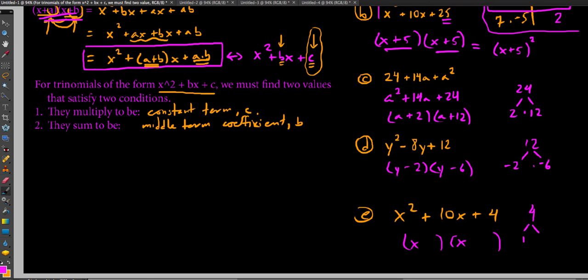It doesn't matter what I think of: 1 and 4, negative 1 and negative 4, positive 2 and positive 2, negative 2 and negative 2. This is never going to work. And so what we would write here is just that it's not factorable. So that's how we factor trinomials of the form 1x squared plus bx plus c.